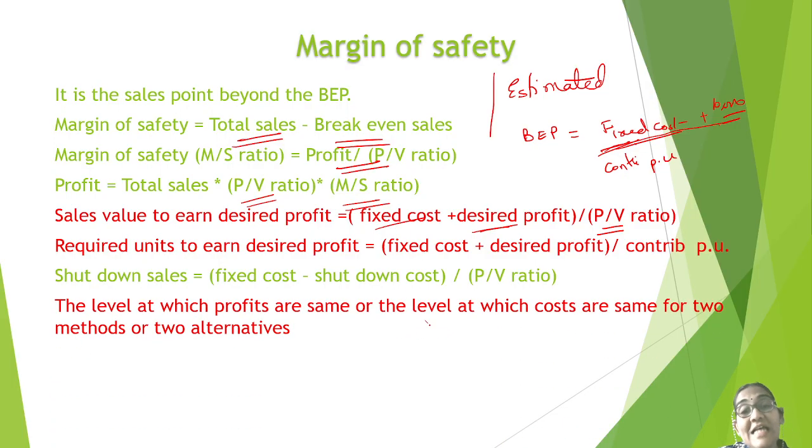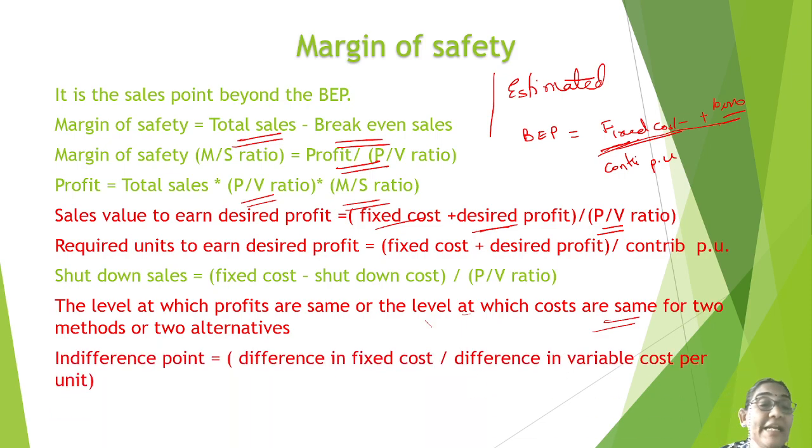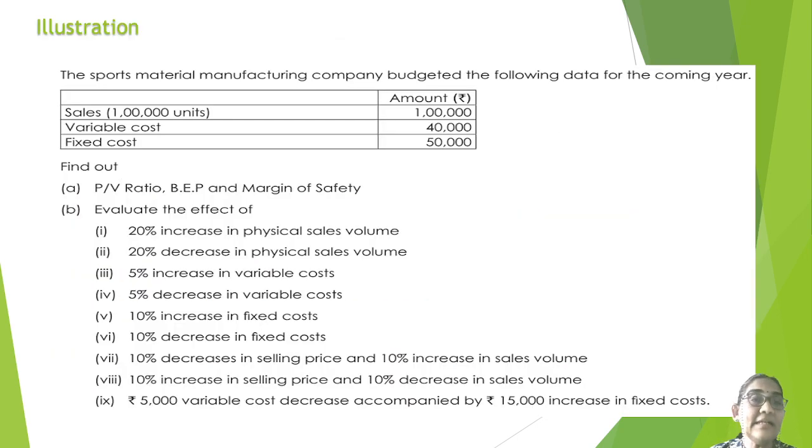The level at which profits are the same, or the level at which costs for two different alternatives are the same, is known as the indifference point. Sometimes the variable cost is less and fixed cost is more. In another alternative, variable cost is more and fixed cost is less. So which is the point of indifference? Whichever method or alternative you use, at what level will the profit be the same? That is known as the indifference point. So indifference point is equal to difference in fixed cost divided by difference in variable cost per unit. We'll be taking up examples in the next video.